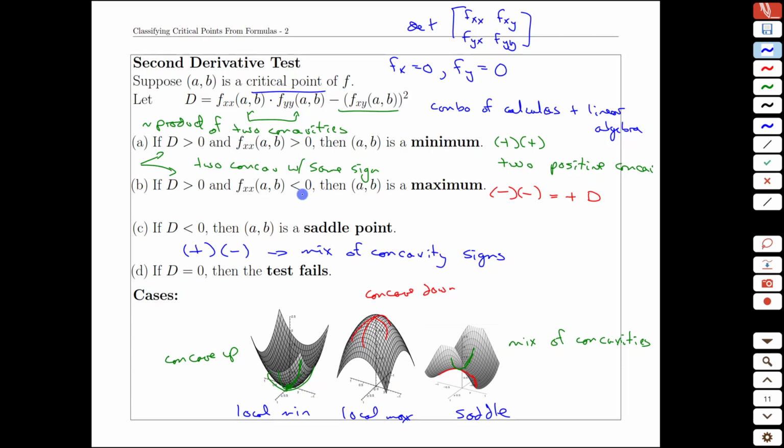With that in mind, we're going to study a few examples and see how we can apply this classification of critical points using the second derivative test, working straight from a formula for a function.